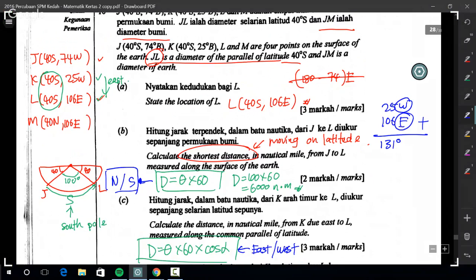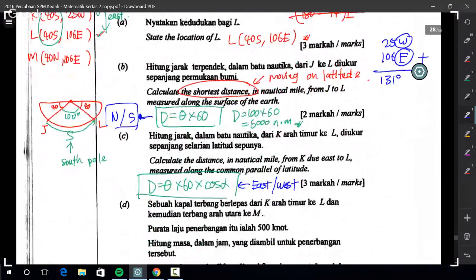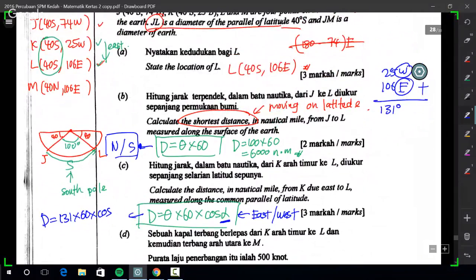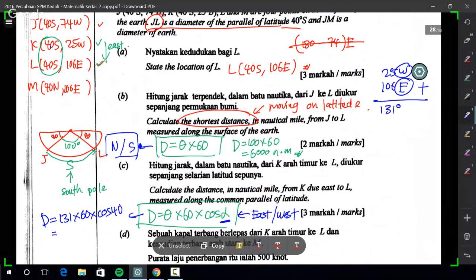All right, then I will substitute into that formula. Distance equals 131 multiply 60 multiply cos alpha. What is alpha? Alpha over here is the value of their latitude. Both of them have the same latitude, isn't it? Both of their latitude is 40. So cos 40. Then you can easily get the correct answer. So it's 131 multiply 60 multiply cos 40.